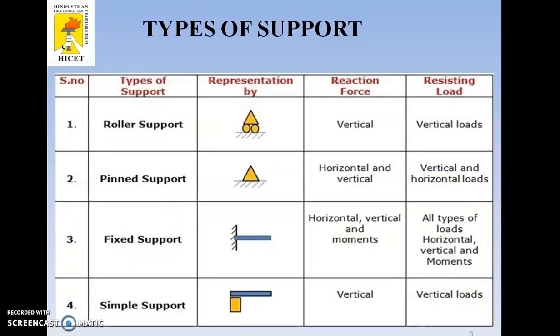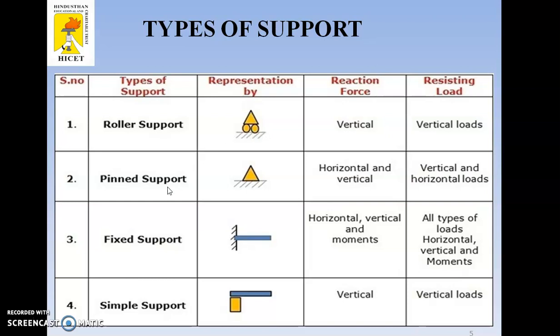Then what are the various supports? These are the types of support. We generally have four different types of support, and we have to give the representation symbol. First, the roller support; the symbol is given like this. What reactive force acts on the roller support? It is only the vertical reaction, because the roller allows sliding motion. The best example is skating.